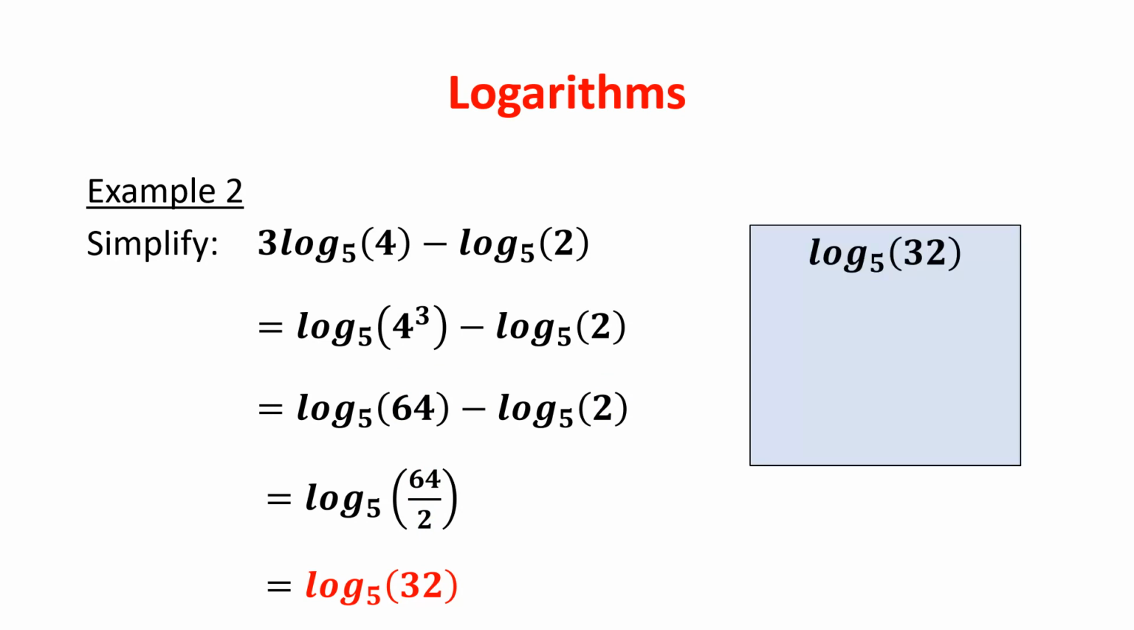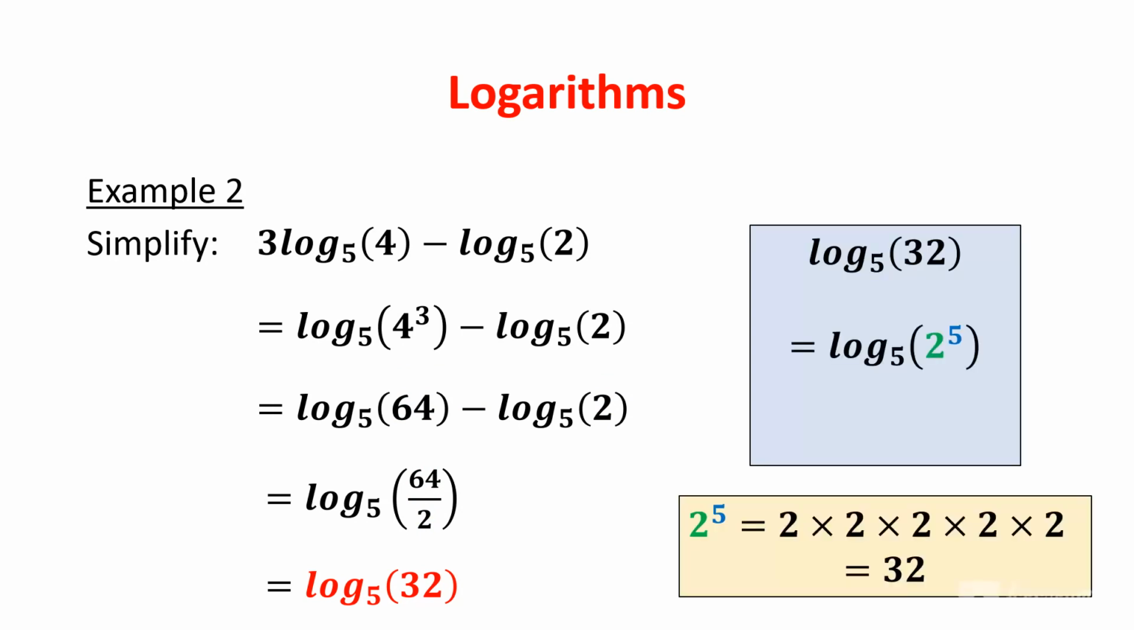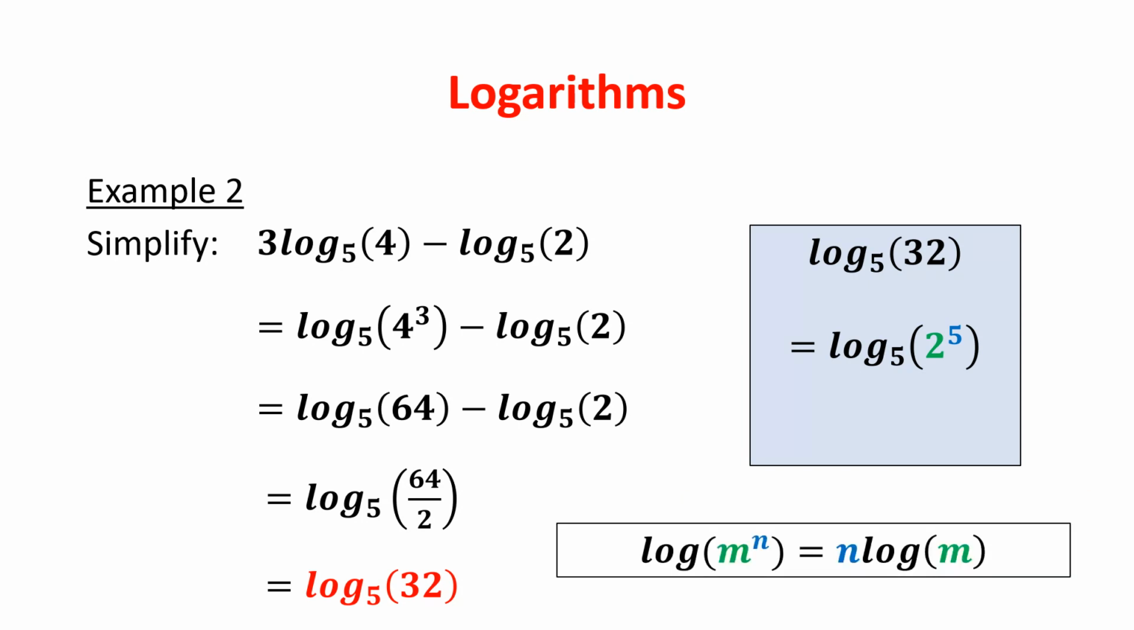We know log of 32. 32 is made up of 2 times 2 times 2 times 2 times 2, which is 2 to the power of 5. And so we could replace 32 with 2 to the power of 5. And then we could go back to our third log rule, where we can take the power of 5 out the front, and we can make it 5 times log of 2. So we read it as 5 log base 5 of 2, but we're not worried about the bases. So 5 log 2. And 5 log 2 is the same as log of 32.